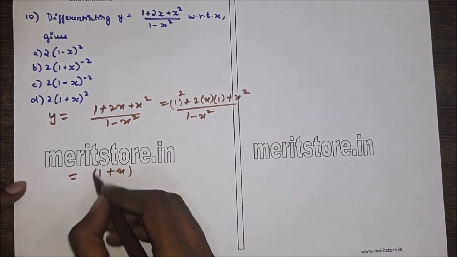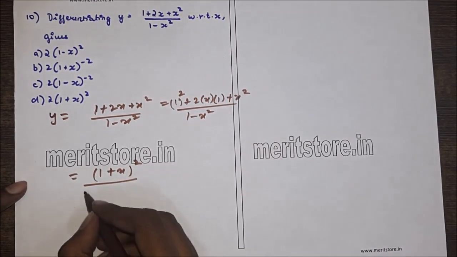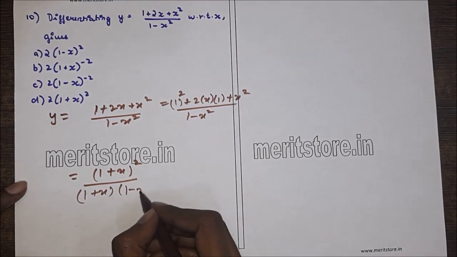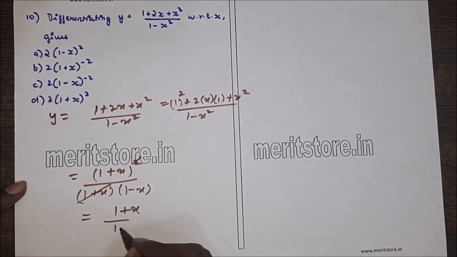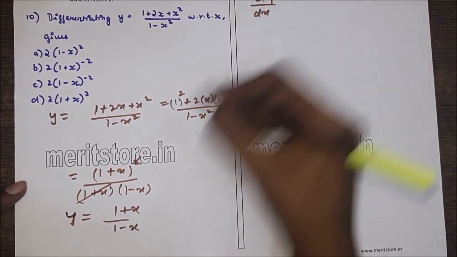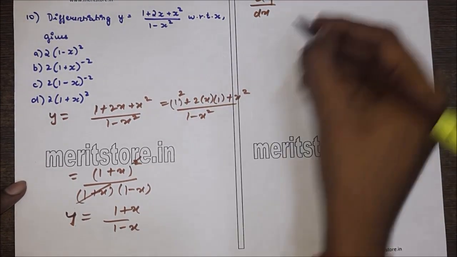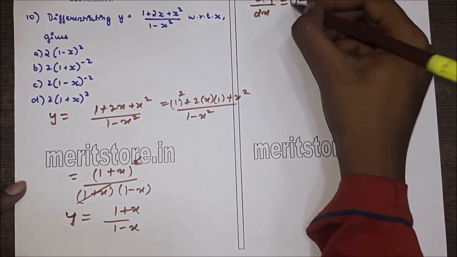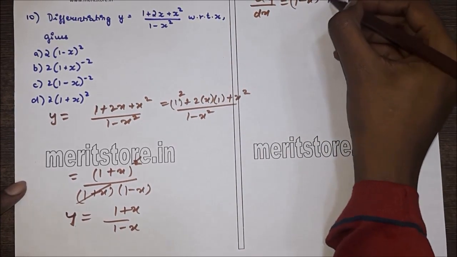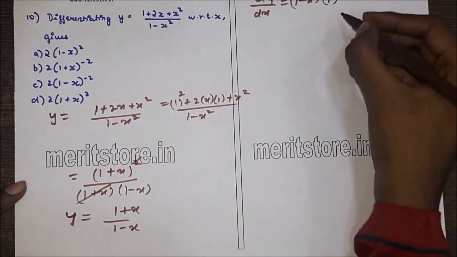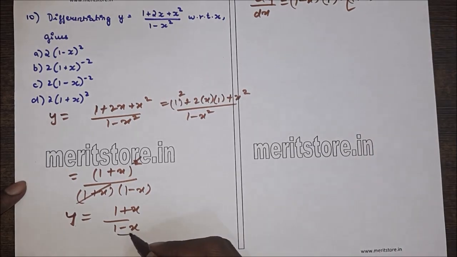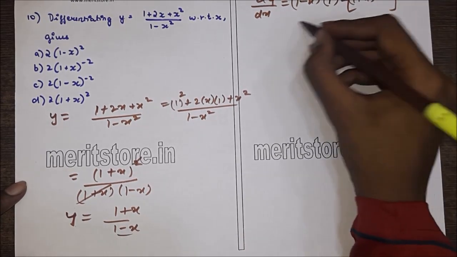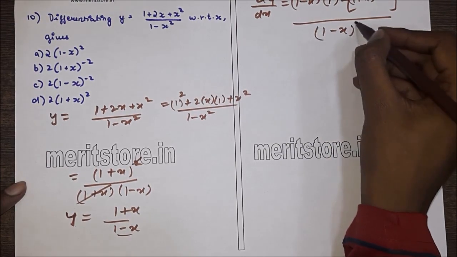So this is 1 plus x the whole square, and we can rewrite the denominator as 1 plus x into 1 minus x. 1 plus x gets cancelled. We are left with 1 plus x upon 1 minus x. Differentiating this with respect to x, we get dy by dx. This is in the form of u by v, so this is v into derivative of u. Derivative of u is 1, since derivative of x is 1, minus u into derivative of v. Derivative of v is minus 1, divided by v square, that is 1 minus x the whole square.